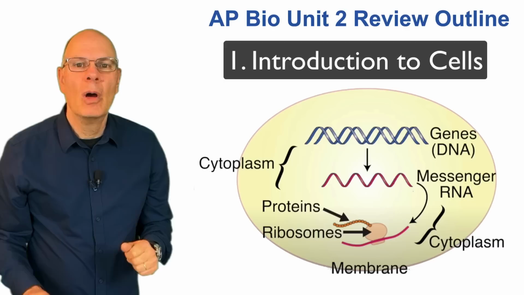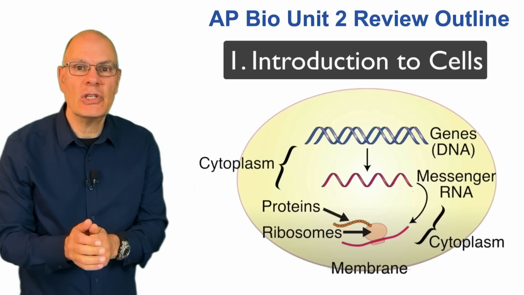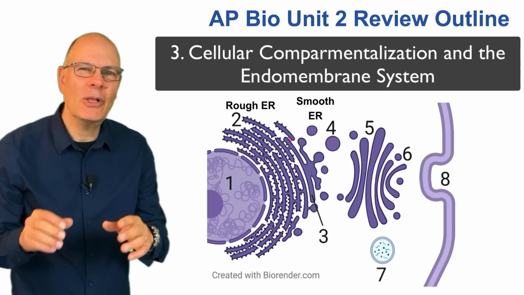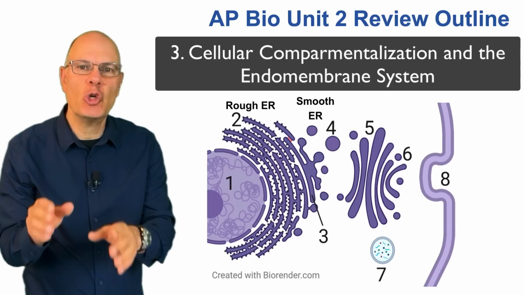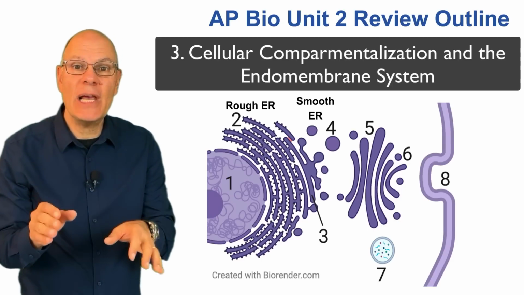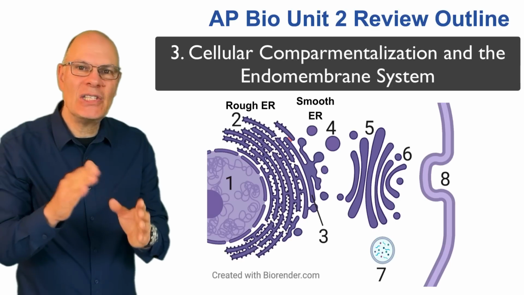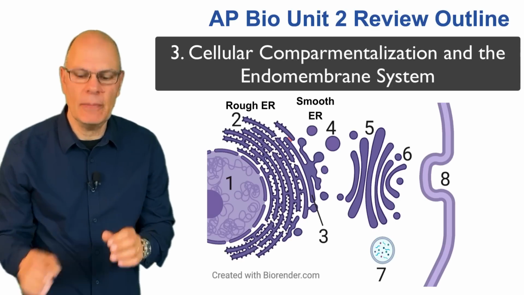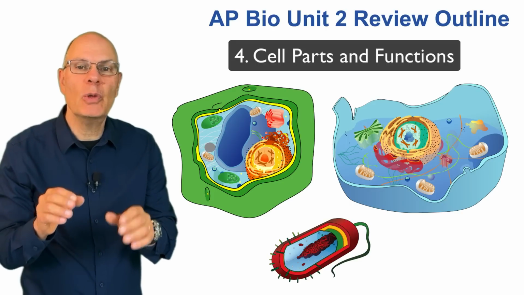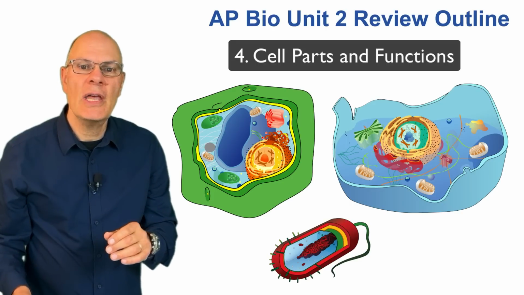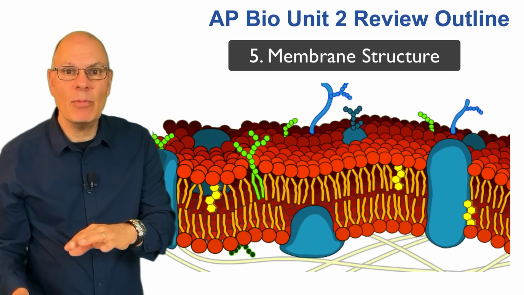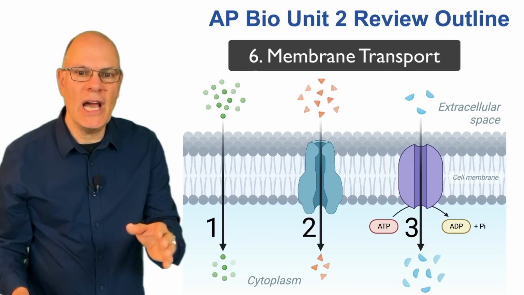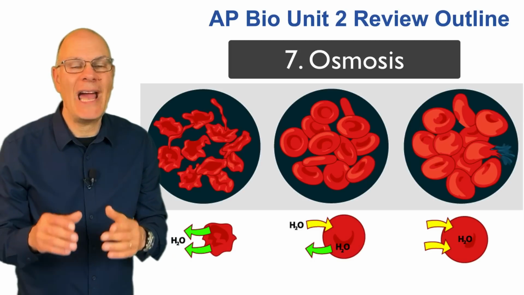Here's what we're going to cover. We're going to start with an introduction to cells, then we'll look at why cells are small. We'll follow that by looking at how cells are internally organized. That's about cell compartmentalization and a system of organelles that are organized into an endomembrane system. After we do that, we'll be able to walk through cell parts and functions. Then we'll look at membranes, how membranes are made up, how membranes transport things from one side to the other, and finally, we'll look at osmosis.